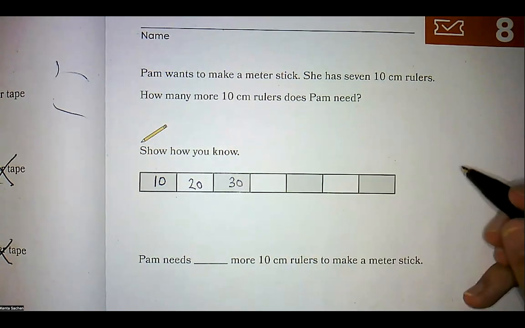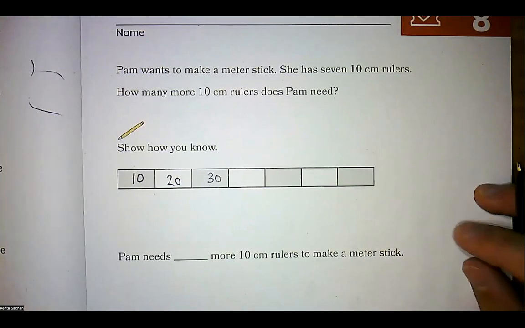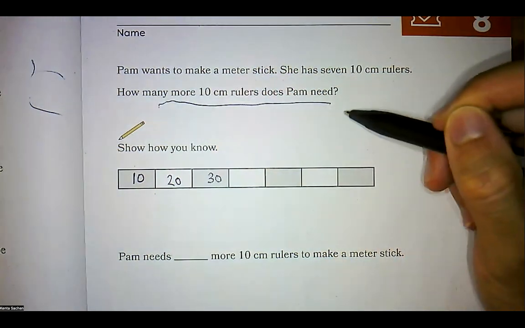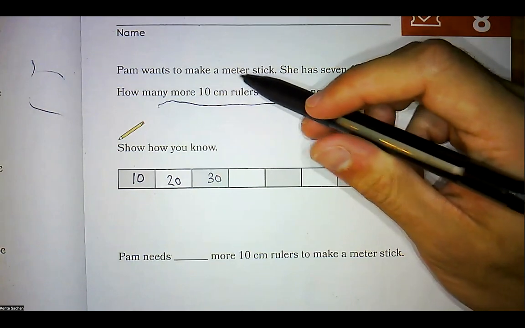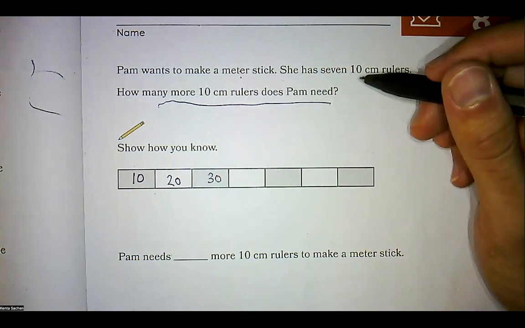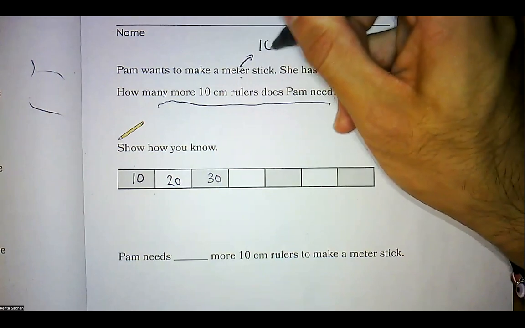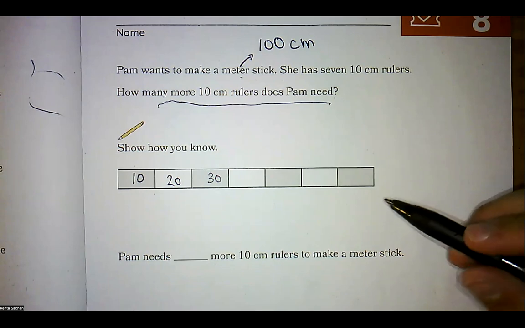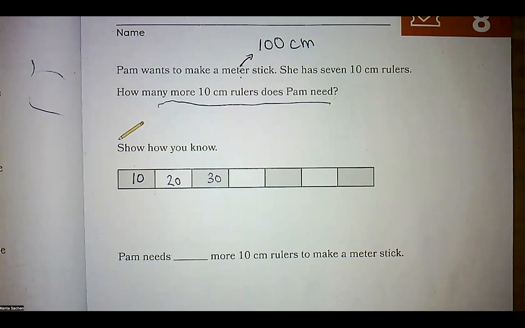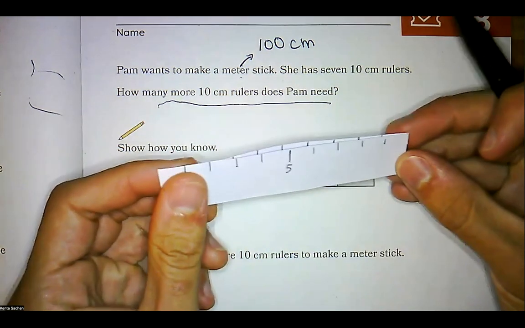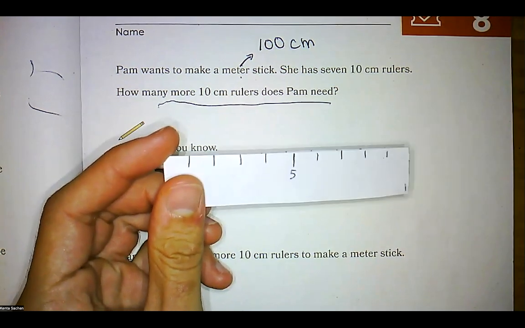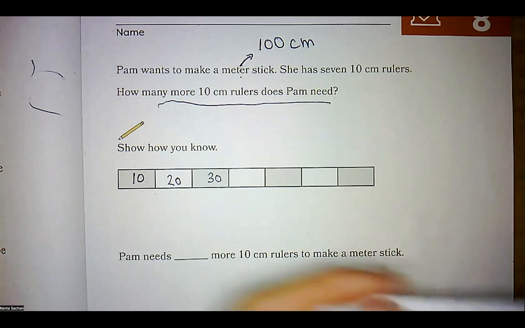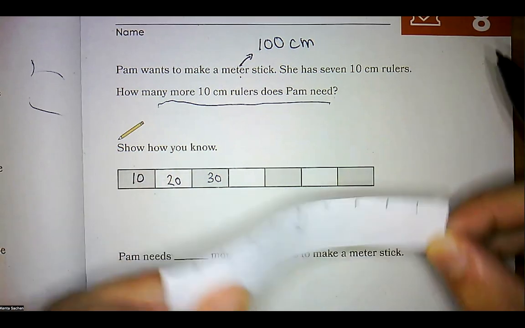All the way. How many centimeters does she need, right? Or how many more 10-centimeter rulers does Pam need in order to make 1 meter? Remember, 1 meter is 100 centimeters. Do you remember how many 10-centimeter rulers we need to make 1 meter? How many of these? Yep, 10. Okay. So based on that, how many more 10-centimeter rulers does she need?